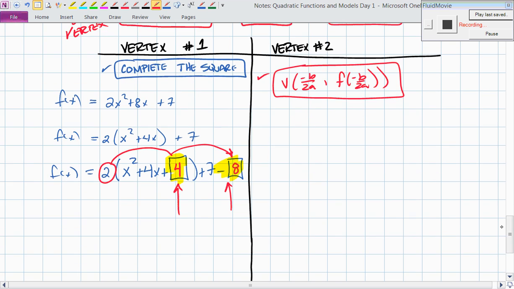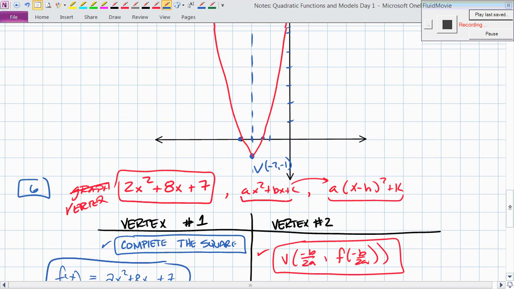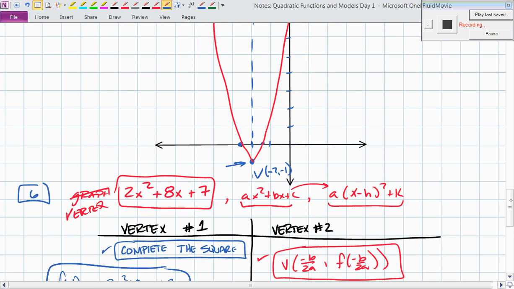Now I am all set up to look at my answer. I'm going to see that f(x) is now equal to 2 times the quantity (x + 2)², and then minus 1. Hey, there it is. My vertex is at (−2, −1). You'll notice that this is the exact same problem as before, except I gave it to you in this form. So that checks out perfectly, because, hey, check it out. Yep, there's the vertex. It's right there.